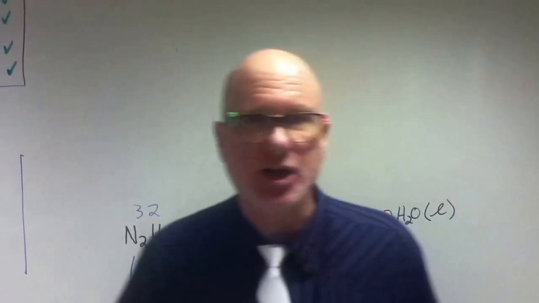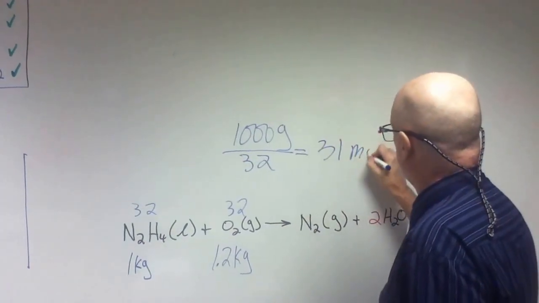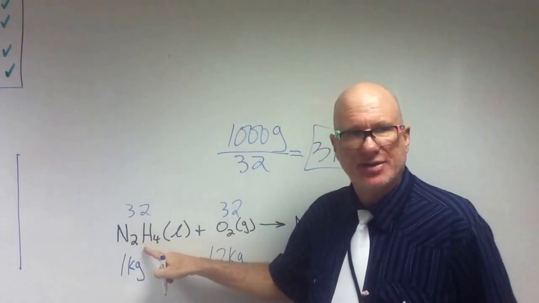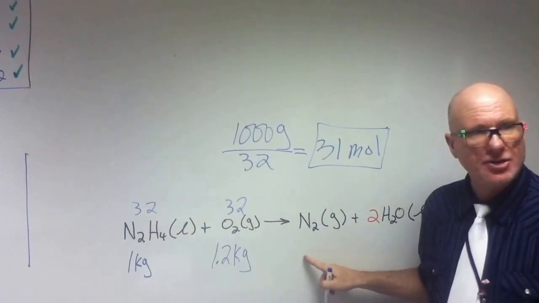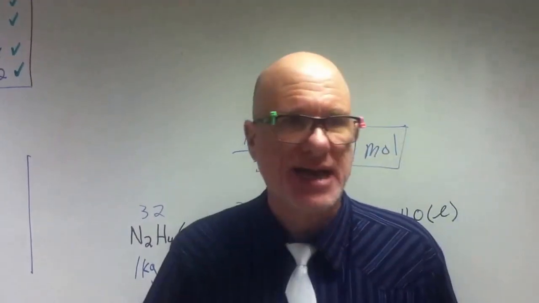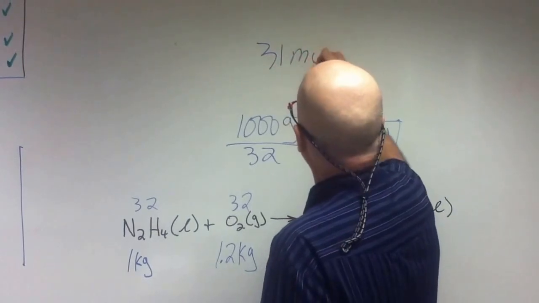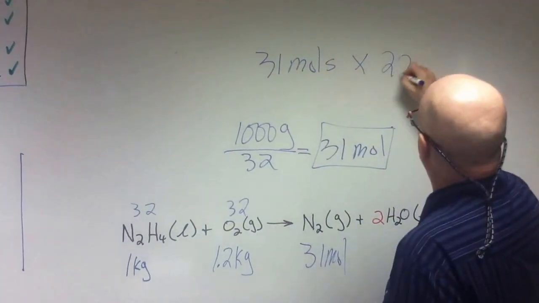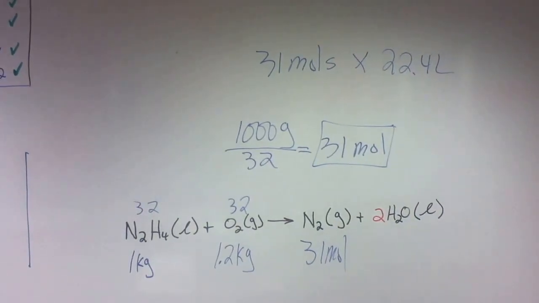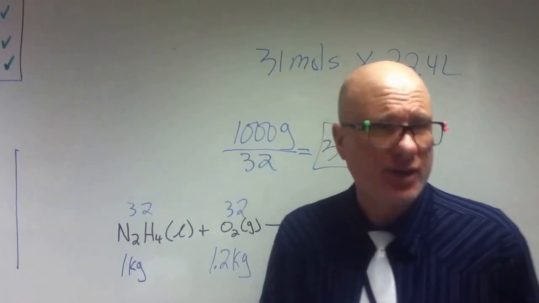What's 1,000 divided by 32? Oh, 31.25. Say 30, can we just say 31 moles? So if I have 31 moles of this, how many moles of this do I have? 31 moles, right? So 31 moles at STP is how many liters? 31 moles times 22.4 liters. Isn't it 22.4 liters? It's 694.4. Can we just say 694?